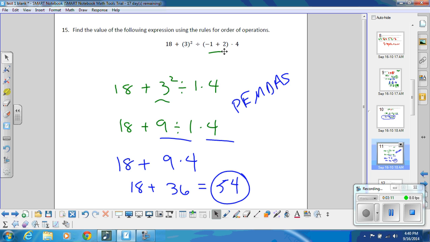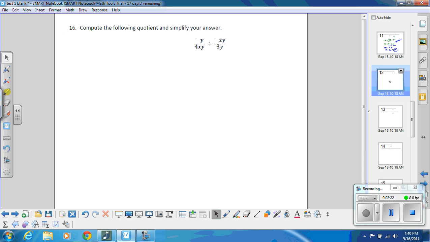So again, you can plug all this into a calculator and get that answer, but if I just put down 54, my teacher's not giving me full credit, okay? Just letting you know. Let's look at the next one. Alright, so this next one is having us simplify this.